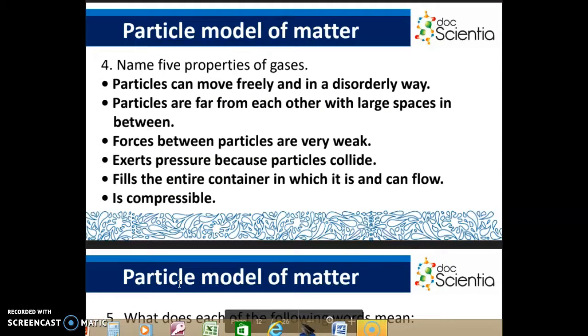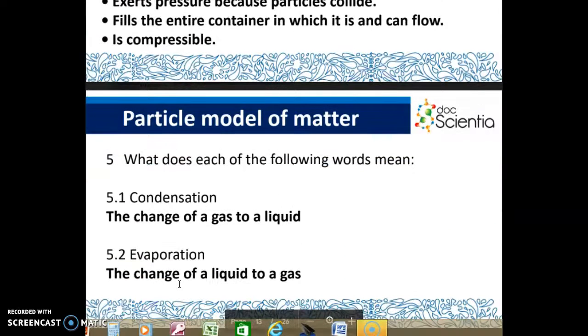Pause the video here. And the answer is particles can move freely and in a disorderly way, and particles are far from each other with large spaces in between, and the forces are very weak and they exert pressure because particles collide the whole time, and it fills the entire container in which it is, and it can flow, and it is compressible.